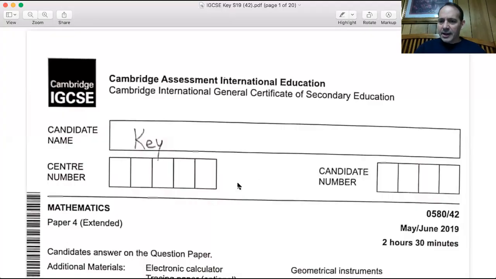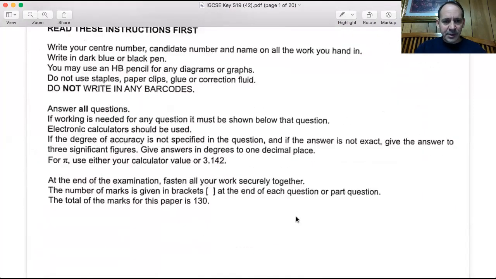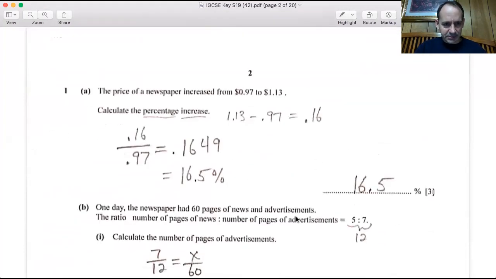Today we want to look at IGCSE May-June Series 2019 Paper 42. So this is one of the longer papers, the 2.5-hour paper here. So let's just jump right into it.